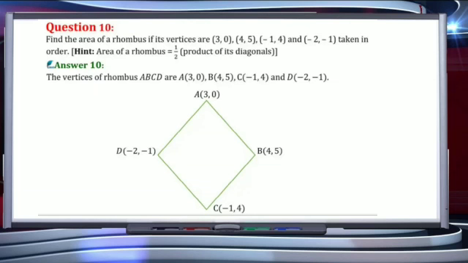Last question of your exercise, that is question number 10, is find the area of the rhombus whose vertices are given in order. Vertices are (3, 0), (4, 5), (minus 1, 4) and (minus 2, minus 1). They are taken in order. They have already given you a hint that the area of the rhombus is nothing but half the product of its diagonals. This you already know.